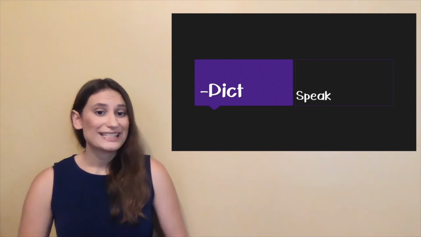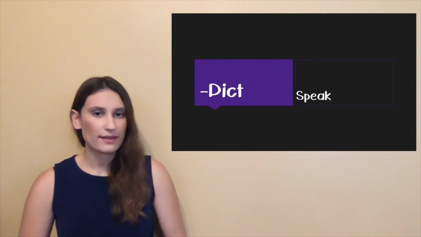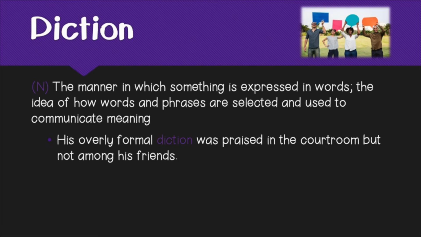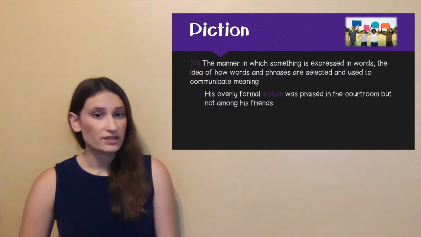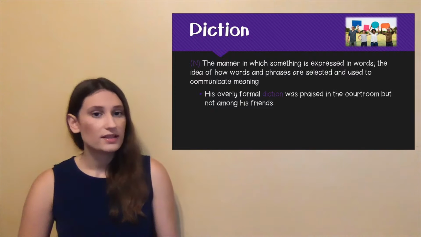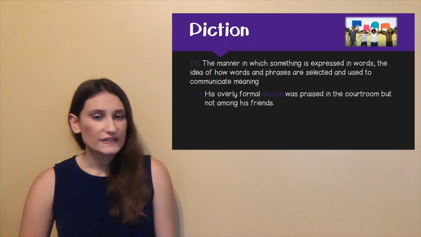Our first root is dict, which means speak. To start us off, we have the noun diction. It means the manner in which something is expressed in words, how you say it, the idea of how words and phrases are selected and used to communicate meaning.